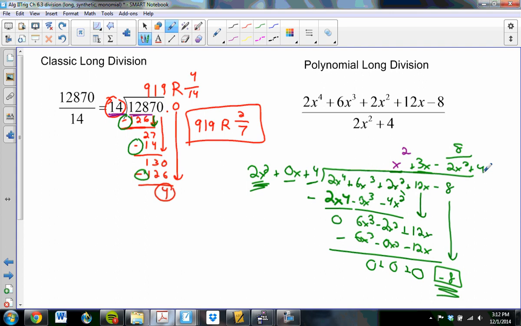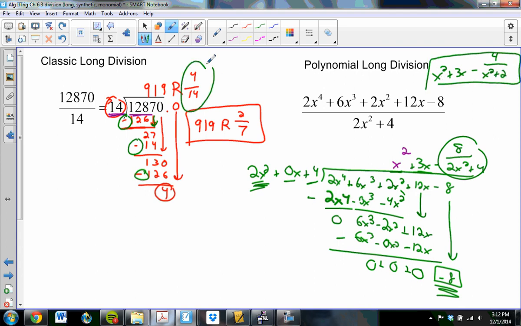So if it's 8 over 2x squared plus 4, this can actually reduce. I get x squared plus 3x minus, I can divide everything here by 2, so it's minus 4 over x squared plus 2. Just like how over here, this became a remainder from these two things, the same thing happened over here, remainder to remainder. That is long division. That is about as bad as it gets, actually.